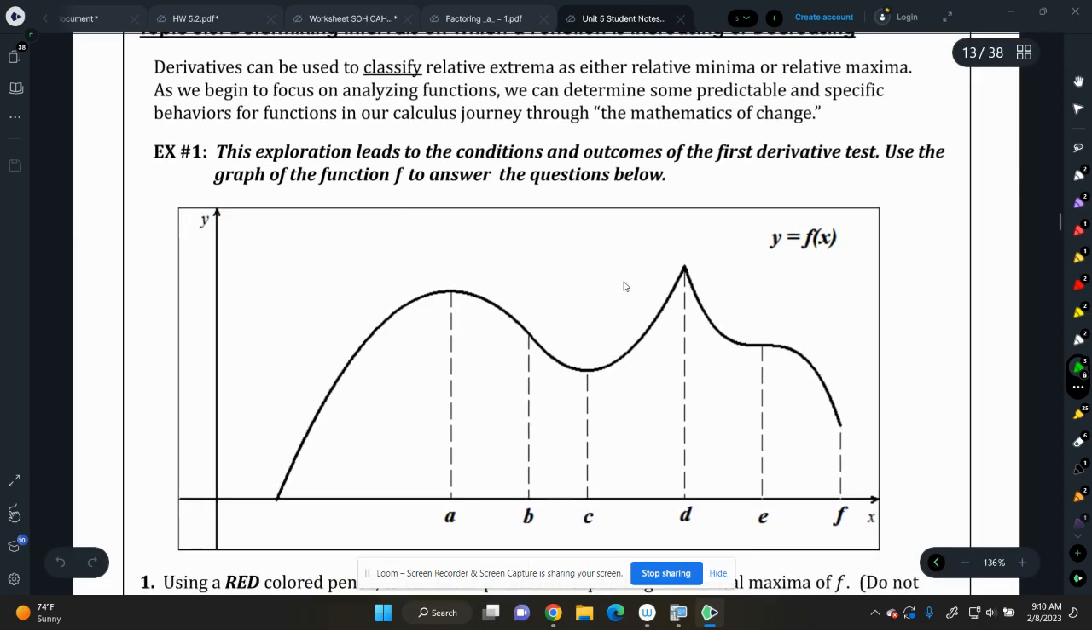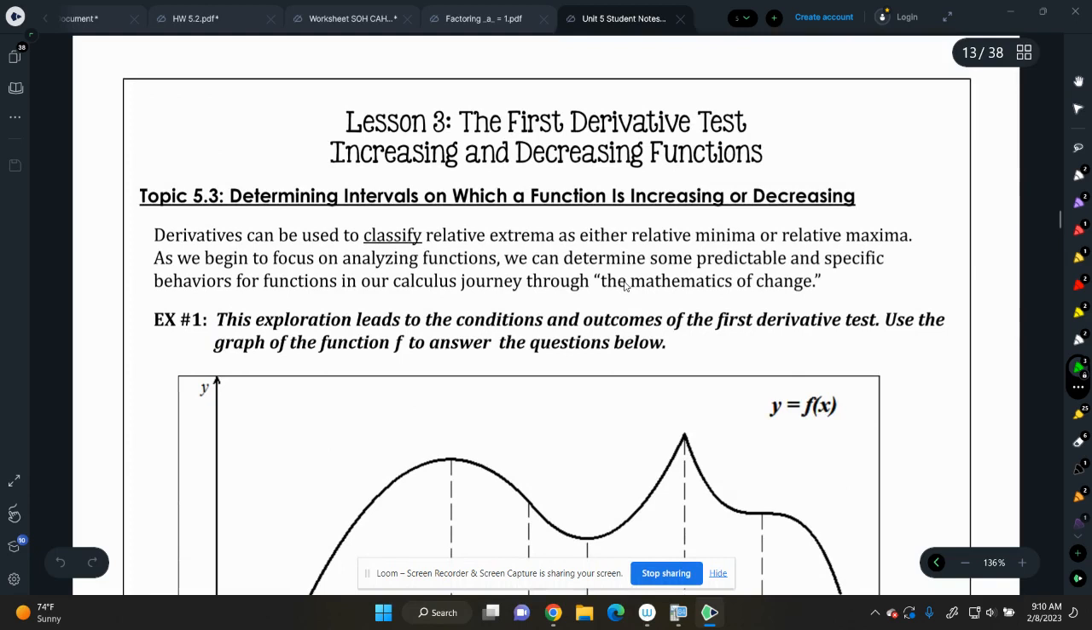Okay. So we are still in our Unit 5, Unit 5.3. We've already talked about this. We're just going to clean it up and maybe fill in some gaps.